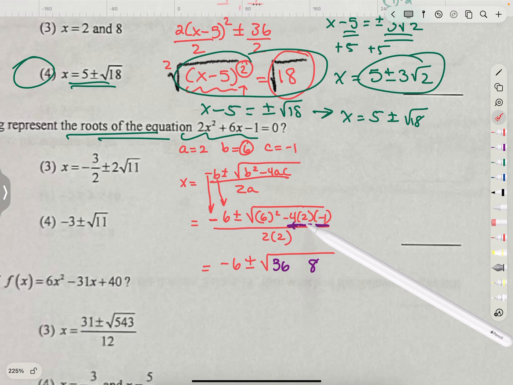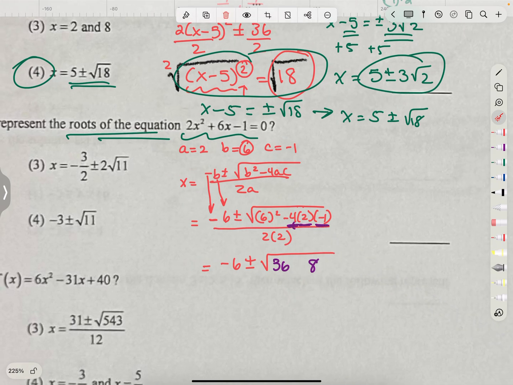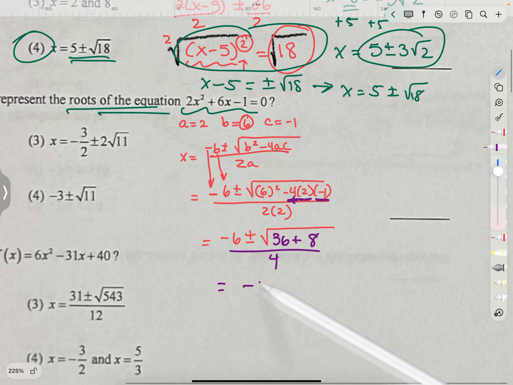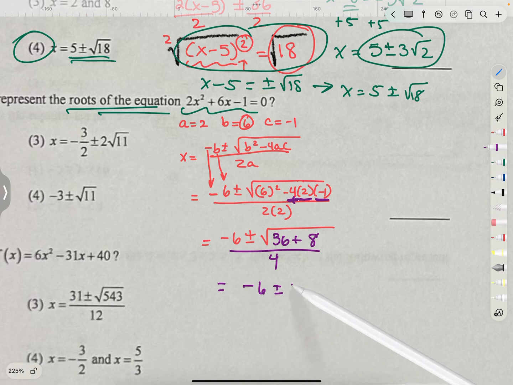So in this little multiplication here, I've got a negative 4 times a negative 1, so that's going to give me a positive number, so it's plus 8. All right, all over 2 times 2, 4. And so I get, let's see if he simplified this one. 36 plus 8 is 44 over 4.